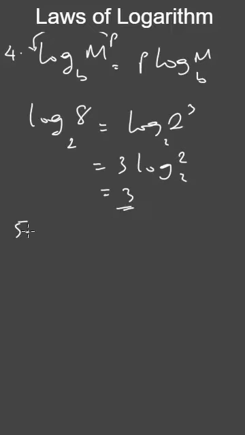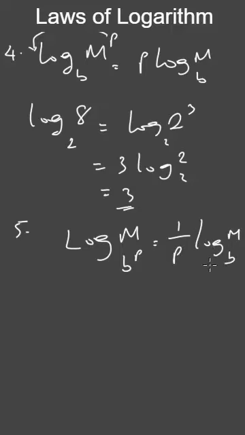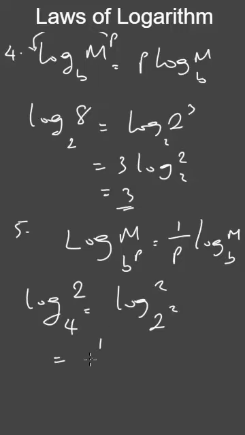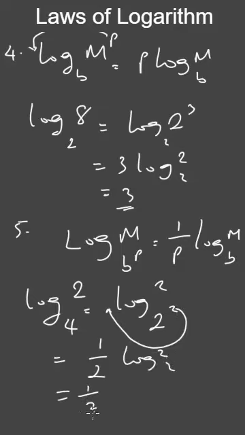The fifth law is as follows. If I have log m to base b raised to the power p, so this time around the base is carrying the power, the result is 1 over p. You will invert the power, then you say 1 over p log m to base b. For example, if I have something like log 2 to base 4, I can write it as log 2 to base 2 raised to the power 2, and then this can be written as 1 over 2. You bring this here, right? But you invert it, then you have 1 over 2 log 2 to base 2, that gives you 1 over 2.